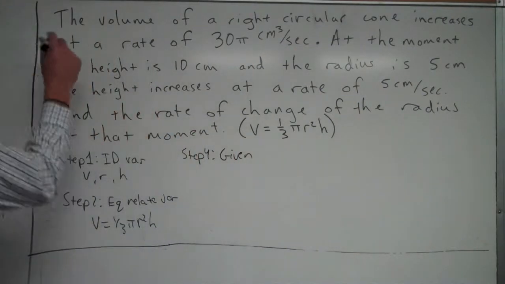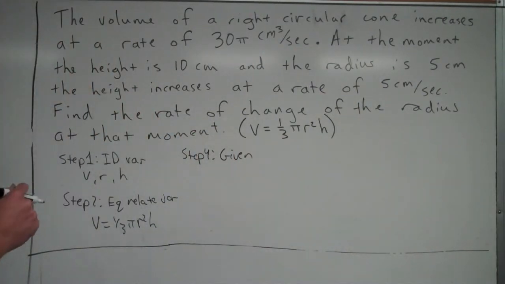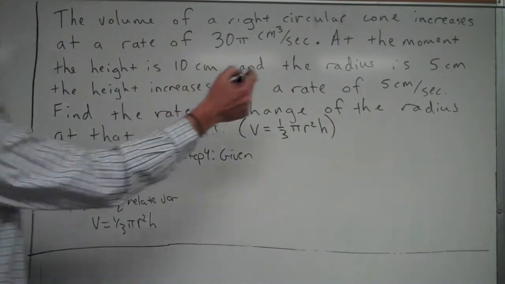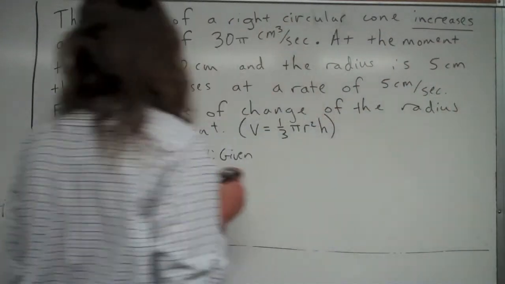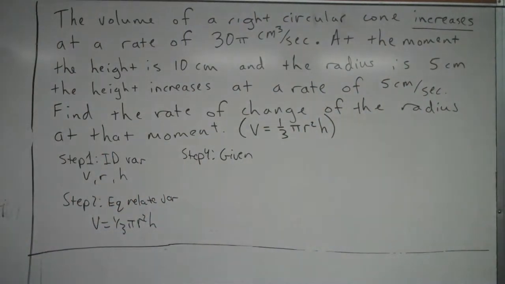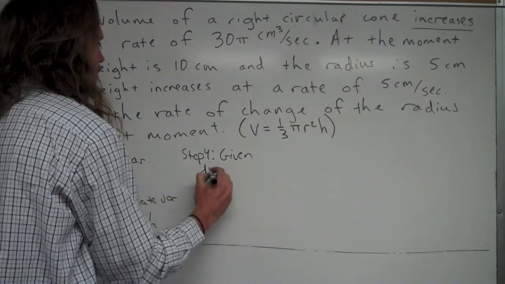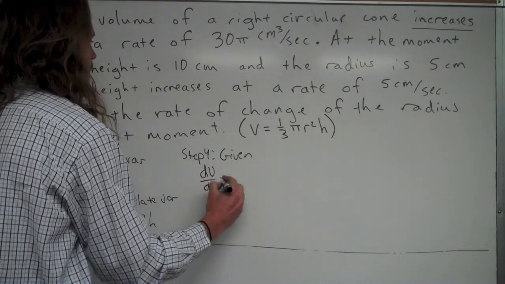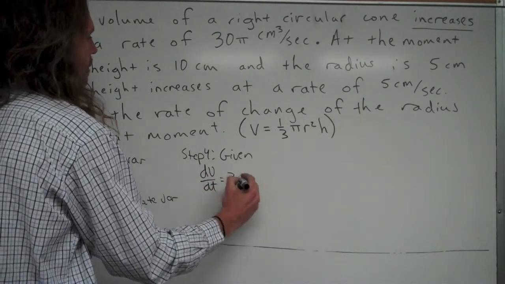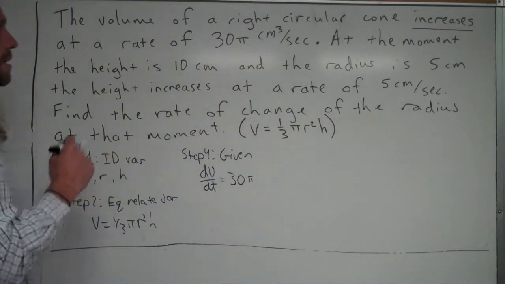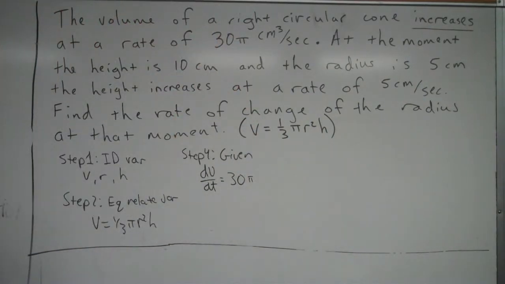First sentence, it says the volume of a right circular cone increases. Right here, keyword increases, at a rate of 30 pi cubic centimeters per second. So it's telling us how fast the volume is changing, so it's telling us dv over dt, and that is equal to 30 pi cubic centimeters per second. It says it increases, so we know it's positive 30 pi. If it had said it was decreasing, the rate would have been negative 30 pi, but it didn't say that.